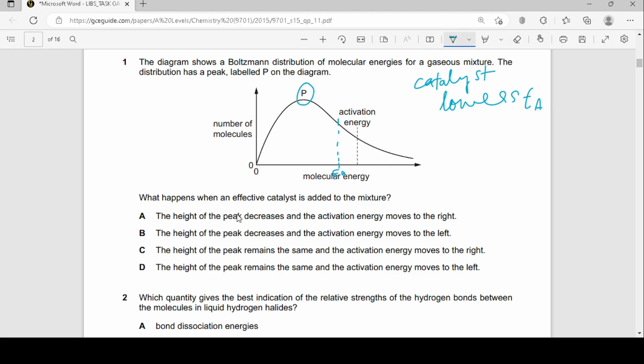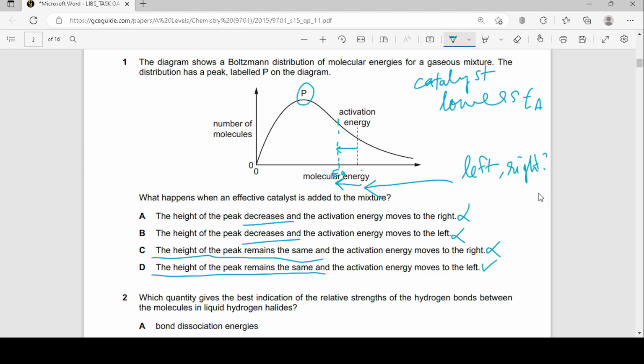So if they're saying the height of the peak decreases, we can immediately cross out that option, right? But then the height of the peak remains the same. That's the truth. And then the activation energy moves to the right. Well, actually, this is your left, right? So what's happened? Your left, right? That sounds funny, but anyways, you're moving to the left. Your activation energy has actually moved to the left. I want to say left, comma right, but that doesn't sound right. So that's the problem.